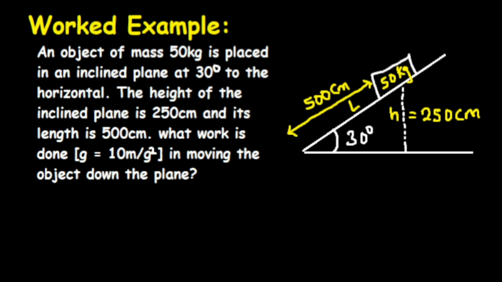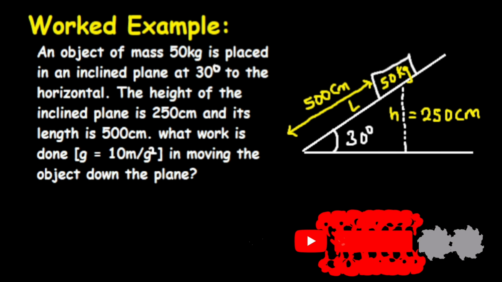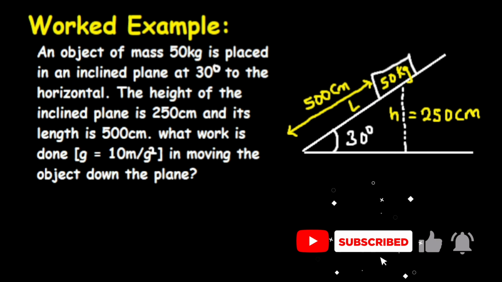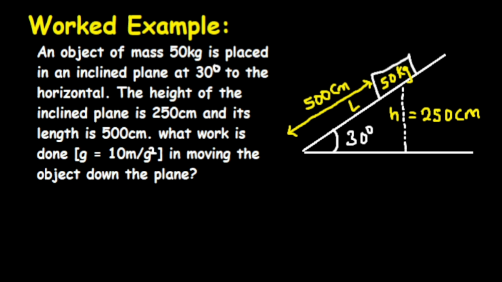An object of mass 50 kg is placed on an inclined plane at 30 degrees to the horizontal. The height of the inclined plane is 250 centimeter and its length is 500 centimeter. What work is done in moving the object down the plane? So that's what we want to do.